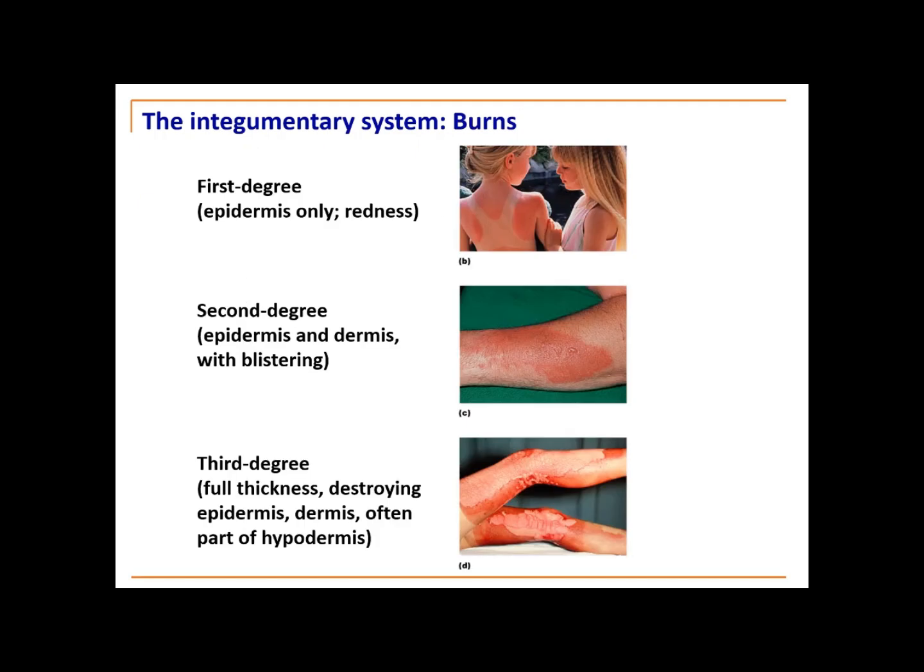So if we're having a little look at some of the examples, you've got your first degree burns. There you can see a little bit of sunburn. It's really only affecting the epidermis and leads to redness. Second degree burns, epidermis and dermis with some blistering. Third degree, full thickness, destroying the epidermis, dermis, and often projecting down into the hypodermal layer as well.